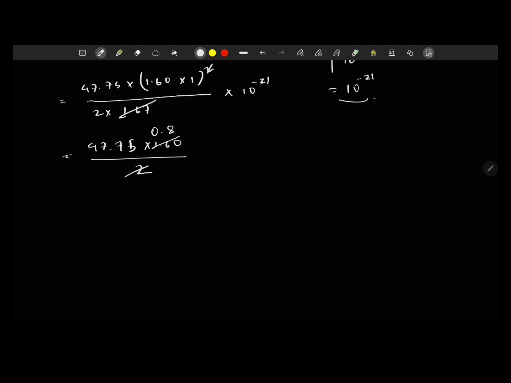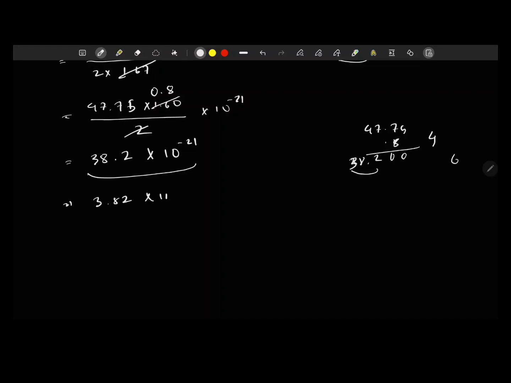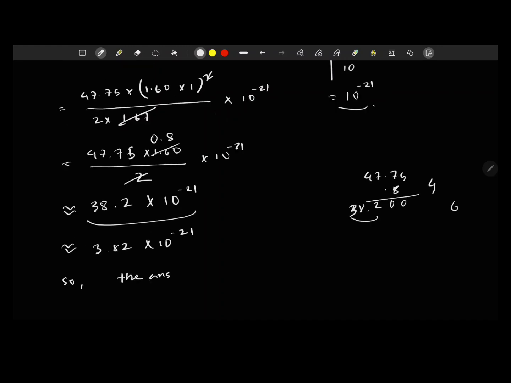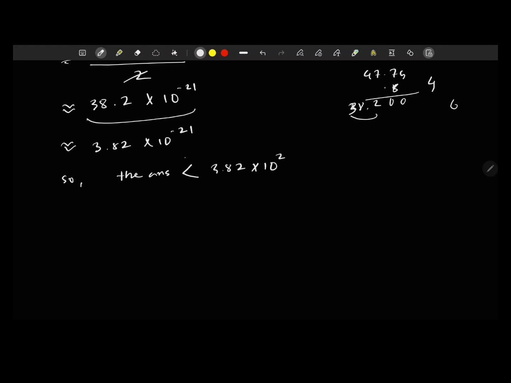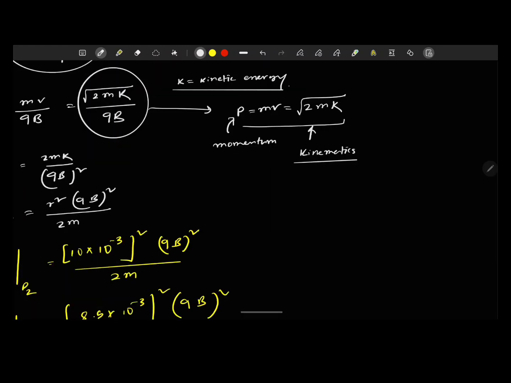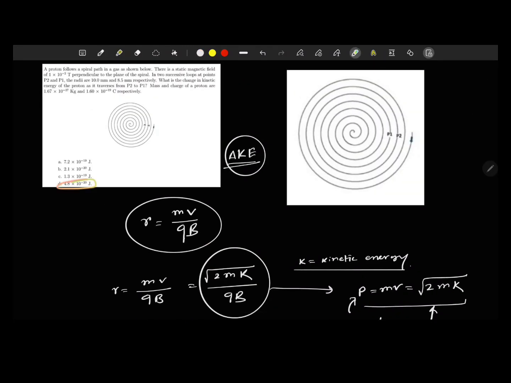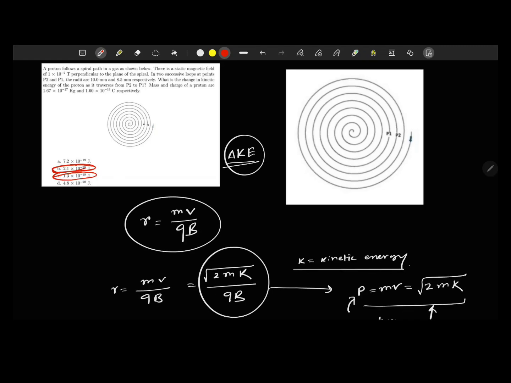From this, the actual answer will be less than 3.82 times 10 to the minus 20. From the given options, option D is 4.2 times 10 to the power minus 20, which is greater than 3.82 times 10 to the power minus 20. Now we are left with three options. Options A and C are much less than the closest answer, and option D is much greater than the closest answer, so option B is the correct answer.